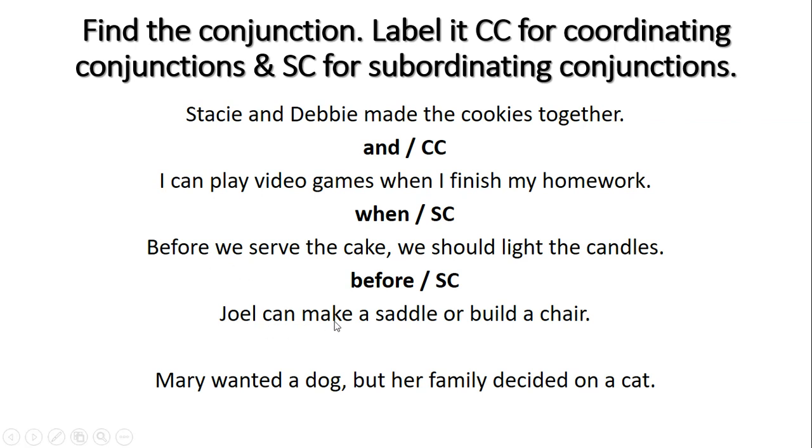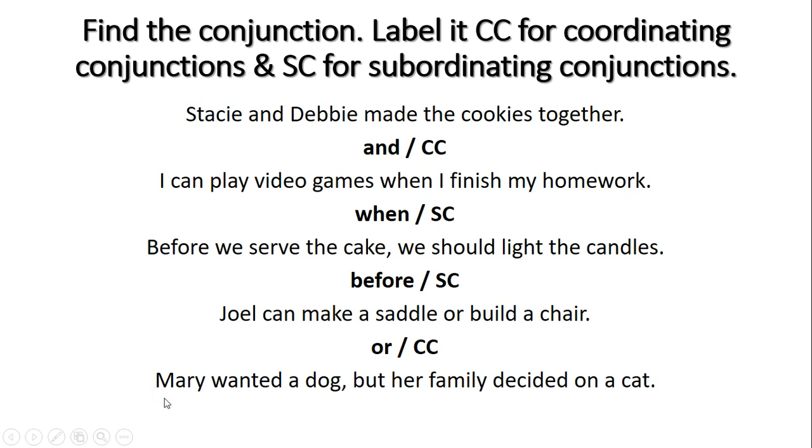Joel can make a saddle or build a chair. In this sentence, it looks like Joel is the subject, and Joel can do two things. He can make, he can build. Make and build. It looks like now we have a conjunction that's combining two verbs together. And it sounds like there's a choice between the two. So if there's a choice, that means we're probably looking at a conjunction right here. So my conjunction is going to be the word or because there's a choice. And the word or is a coordinating conjunction.